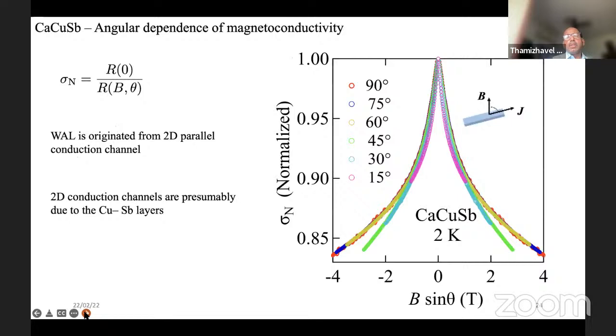So in order to qualify this calcium copper antimony as having two-dimensional transport properties, we have measured the angular dependence, and we found that the normalized conductivity, as you change the angle, falls onto a single curve. So this confirms the two-dimensional nature of this weak anti-localization, and this is because the two-dimensional conduction channels are presumably due to these copper and antimony layers here.